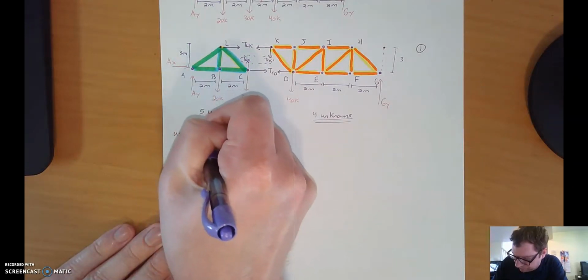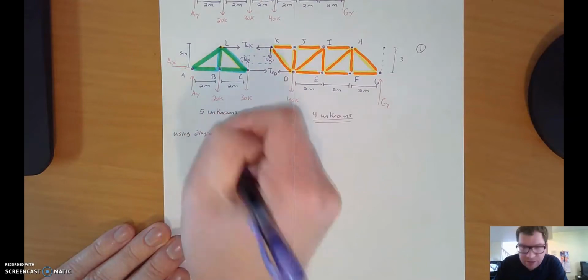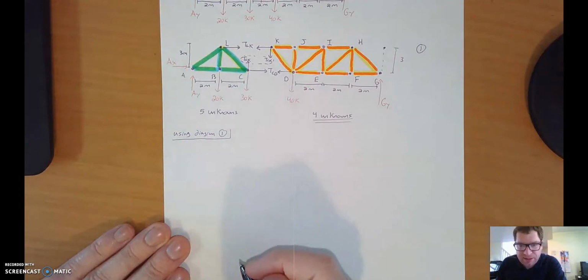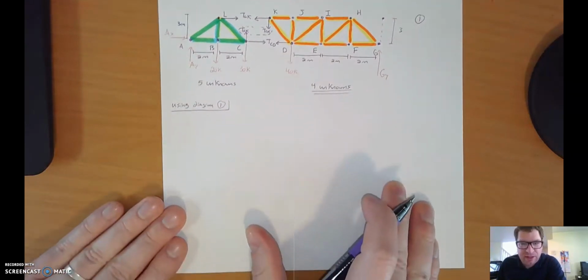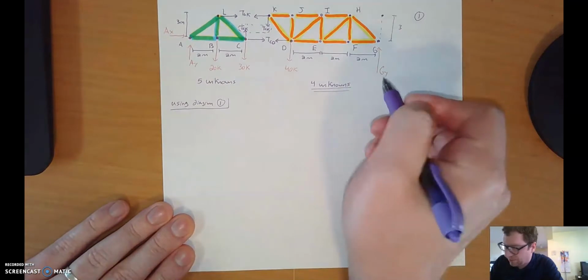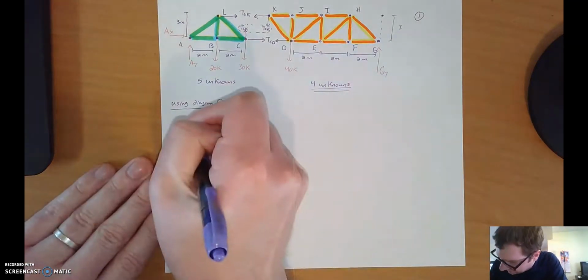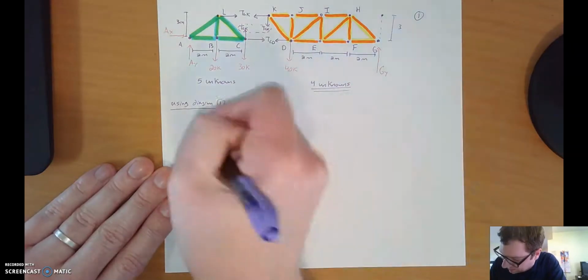It's good to let the person, like me, that's grading this, know which diagram you're using. So in diagram 1, we don't want to use gy if we can avoid it, so let's do a sum of forces in the x. Actually, let's do a sum of moments about x first.